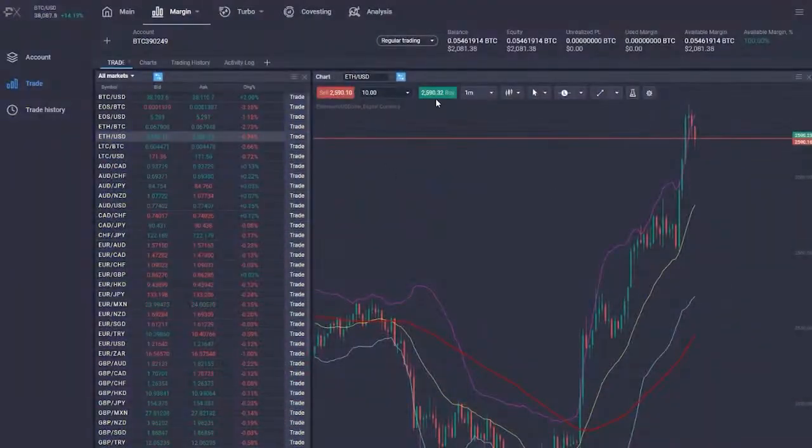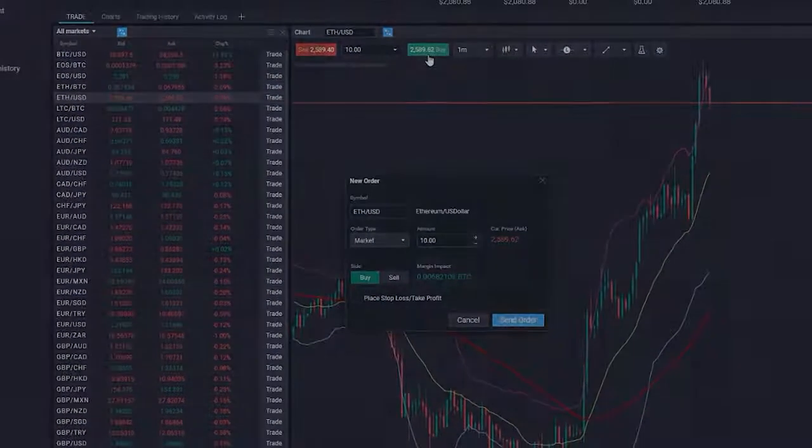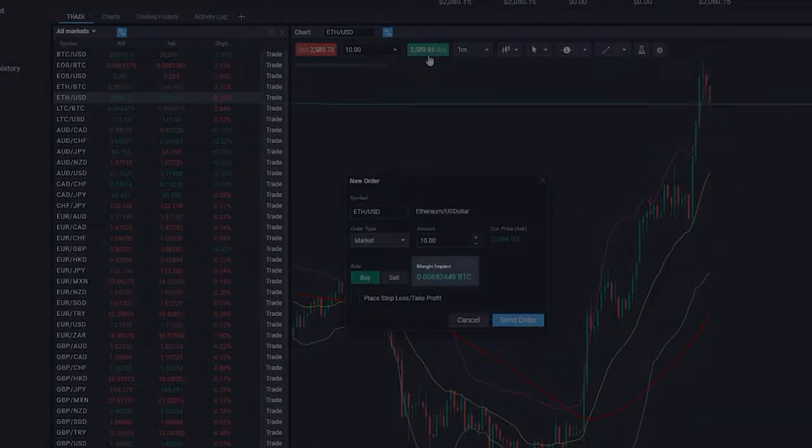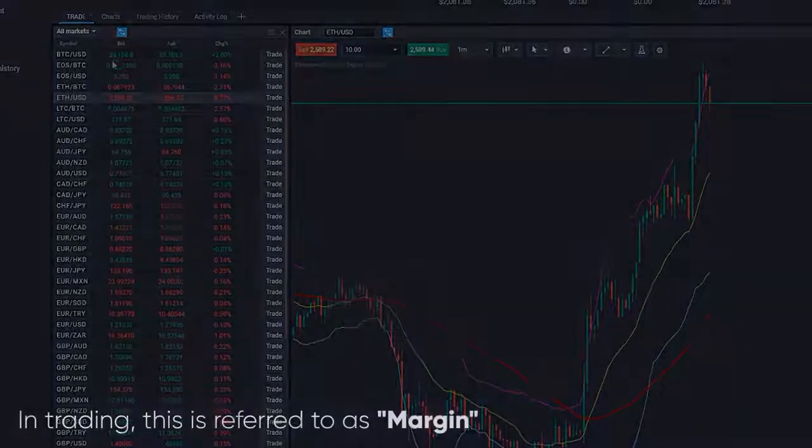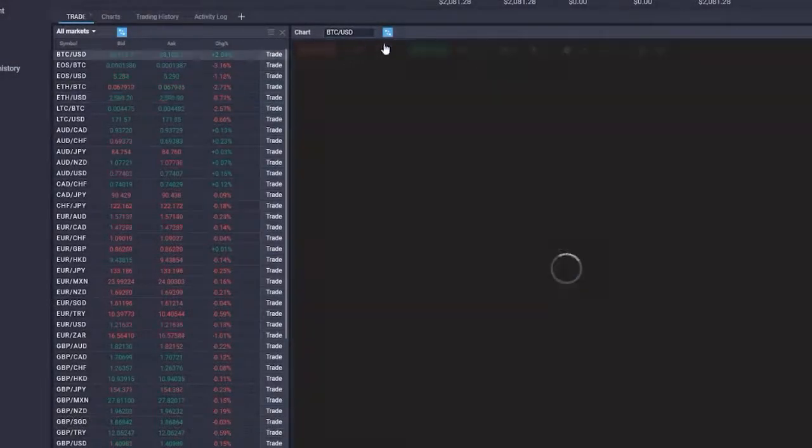When you open a new order, you'll notice an information field called Margin Impact. This is the amount of funds that will be locked on your trading account to open the position. In trading, this is referred to as margin. Let's see how it works in practice.